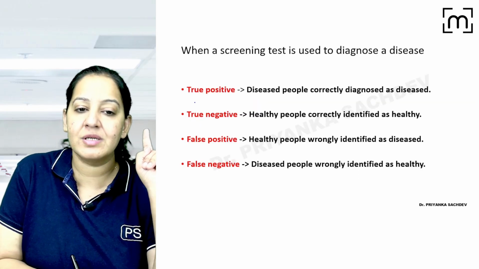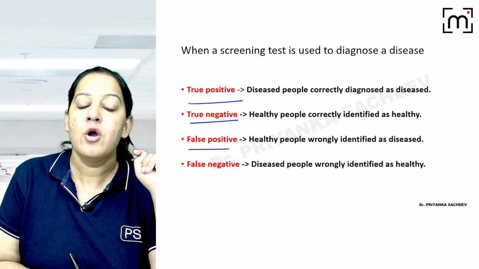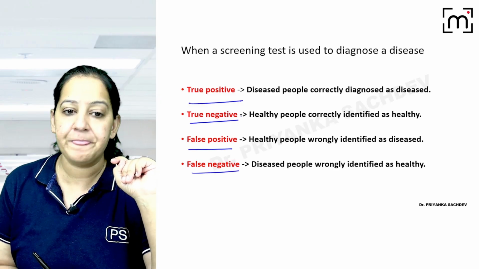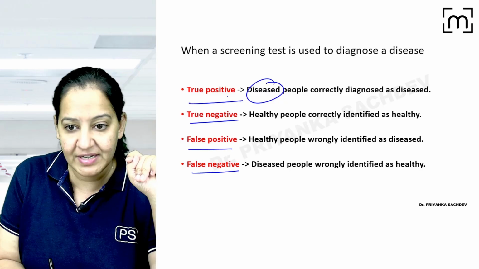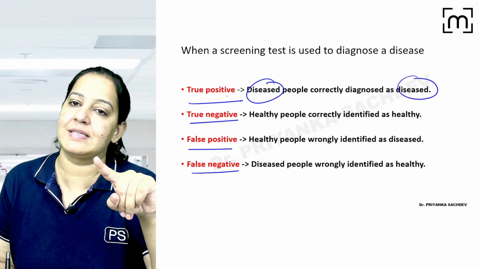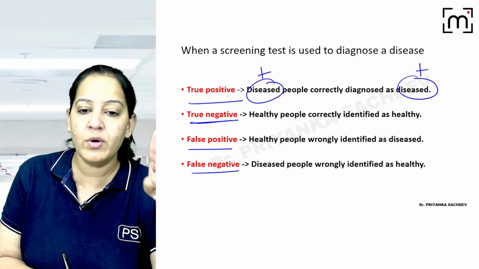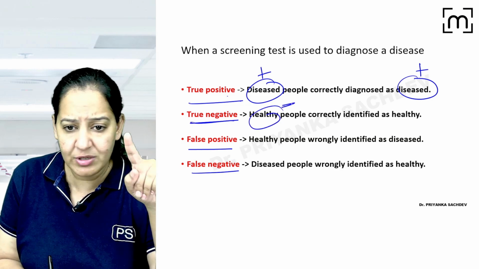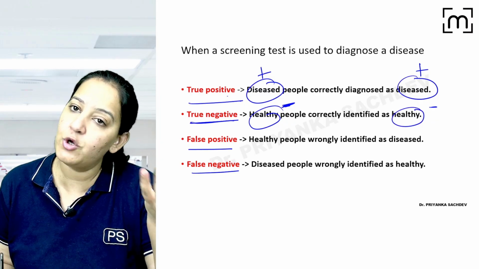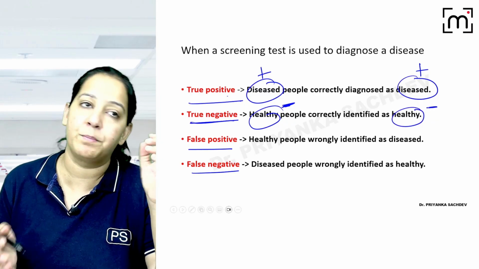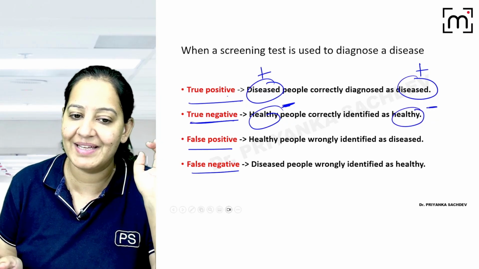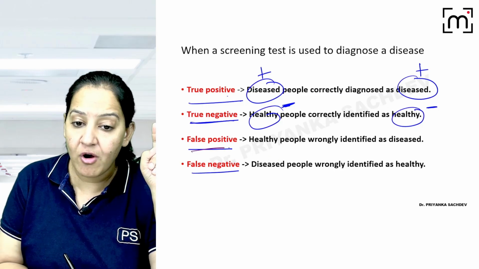I have already told you what is true positive, what is true negative, what is false positive, what is false negative. What is true positive? They have the disease and they are diagnosed as disease. So the disease is present and test result is also positive. What are true negative? They are healthy. They don't have disease. And the test results also say you are healthy. So test result is also negative. Right?